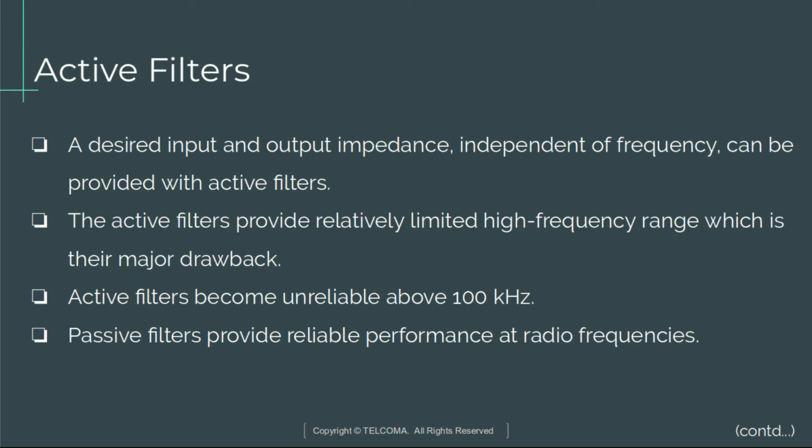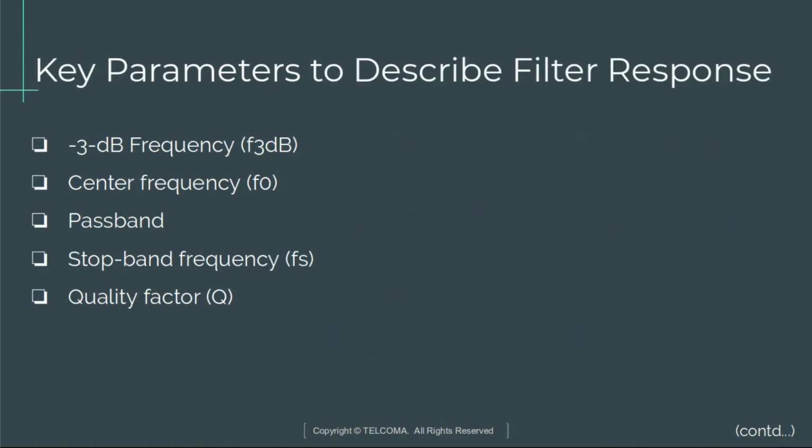Active filters provide a relatively limited high-frequency range, which is their major drawback. Active filters become unreliable above 100 kHz. So passive filters provide reliable performance at radio frequencies.